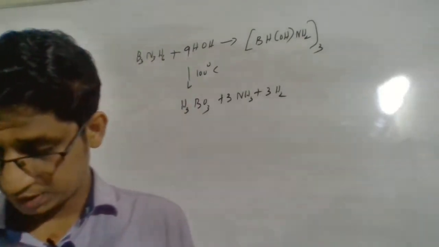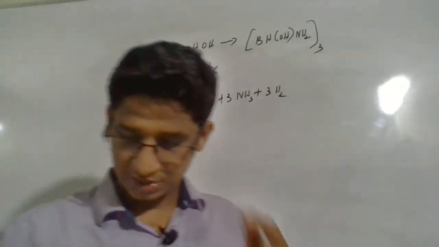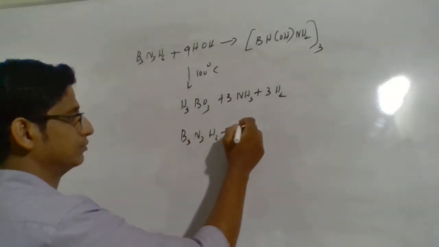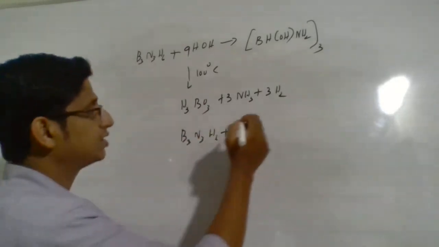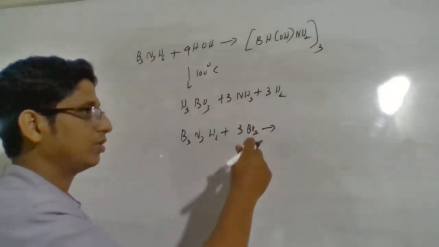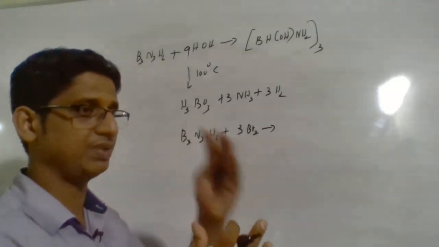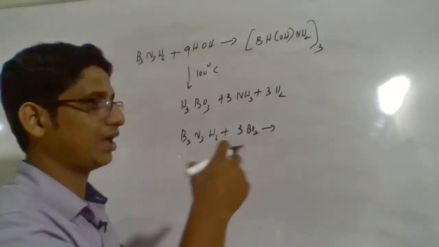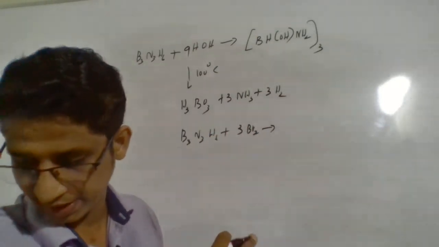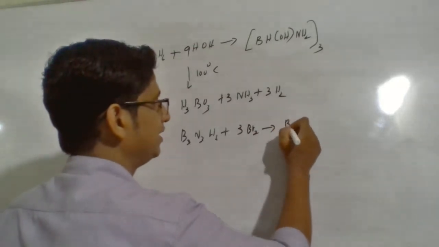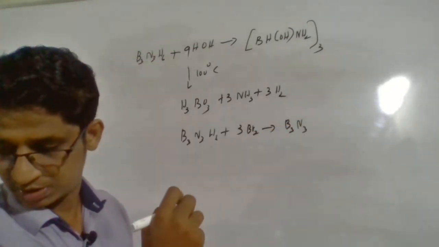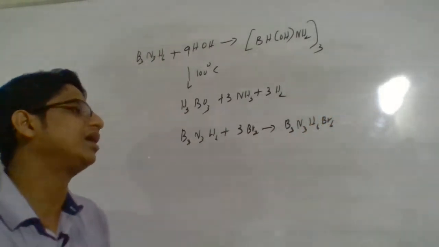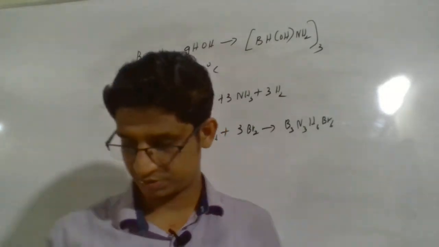Now the reaction with bromine. Yes, it does react with bromine as well. So we can write like this: 3 moles of bromine. Here bromine undergoes heterolytic cleavage, that means Br plus and Br minus will be there. So bromine will be added to every boron and nitrogen atom, and you get a structure B3N3H6Br6, with bromine on both boron and nitrogen.